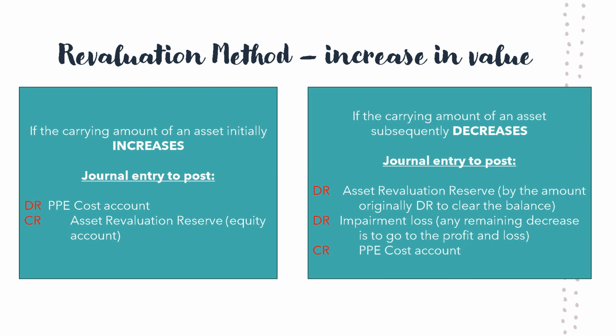Where the same asset is then subsequently revalued and has seen a drop in its value, any amount previously recognized in the Asset Revaluation Reserve must first be reversed out. Where there is any remaining loss to be recognized, this amount is then posted directly into the profit and loss as an impairment loss.